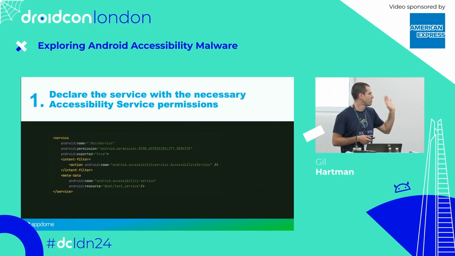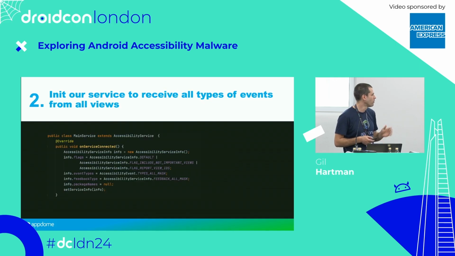In my manifest, this is the main service. I'm binding to BIND_ACCESSIBILITY_SERVICE. I need a permission, that's it. I'm declaring my service, and the service is going to run in the background. Now in this service, I'm going to override onServiceConnected, and I'm going to say I want to listen to any event that's happening on the screen. I just put in these flags: include non-important fields, get all the typing data, give me all the permissions. That's it. Now I'm listening to everything that's happening on the screen through the accessibility service.